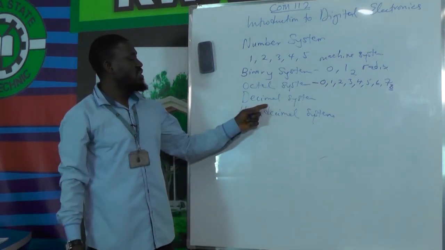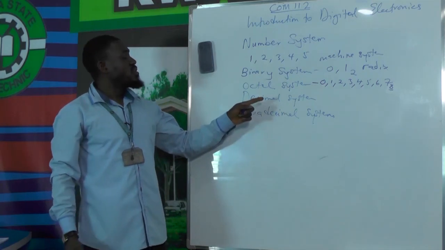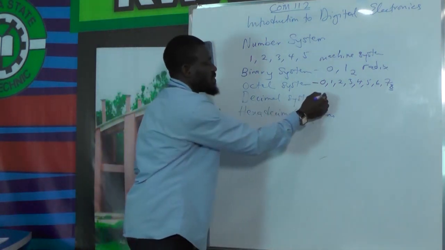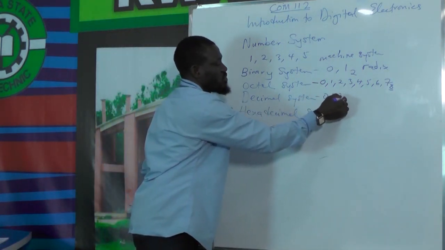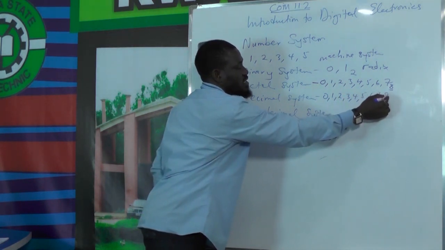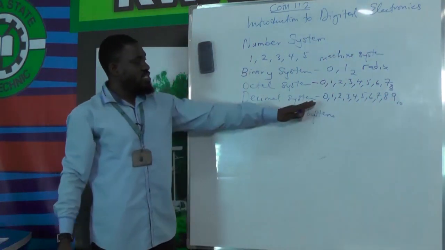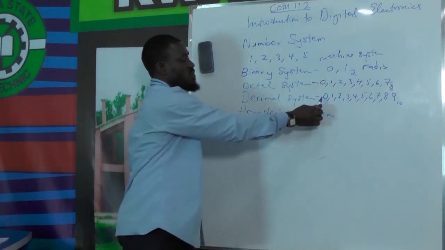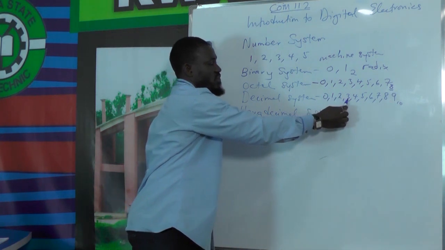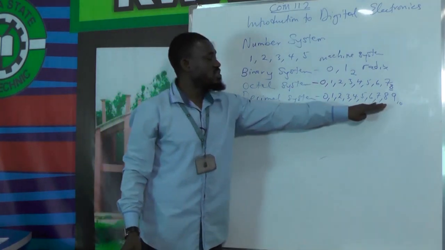And we have decimal. At least we can hear decimal. We are familiar with this. This is base 10, and it will start from 0, 1, 2, 3, 4, 5, 6, 7, 8, and 9. You can't go beyond this. When you want to count the entities, this is 1, 2, 3, 4, 5, 6, 7, 8, 9, 10. So that means you can't go beyond this.